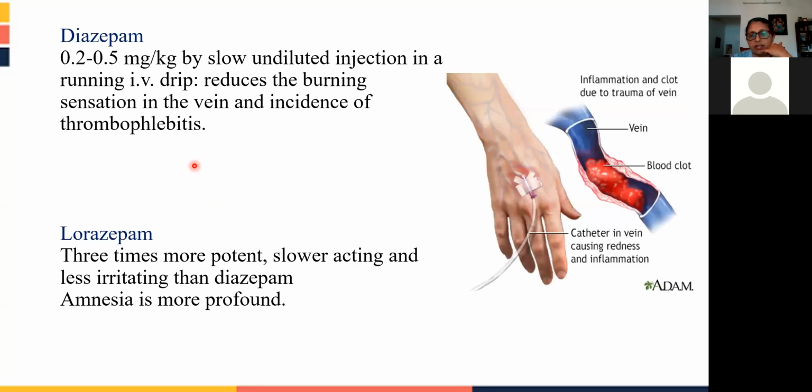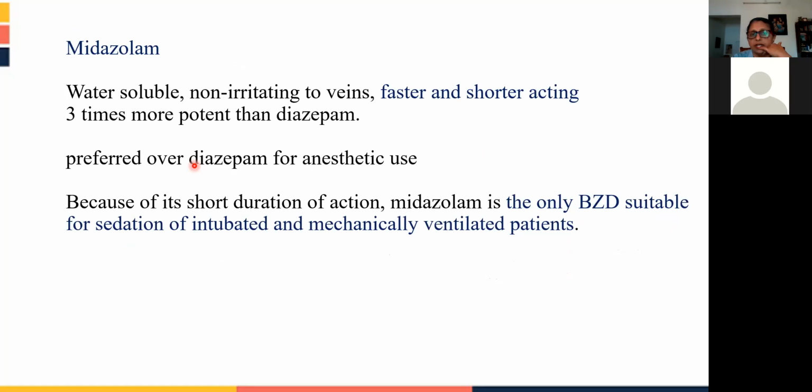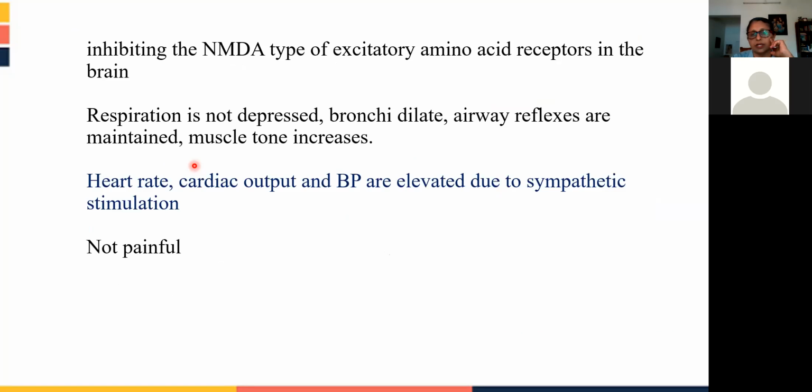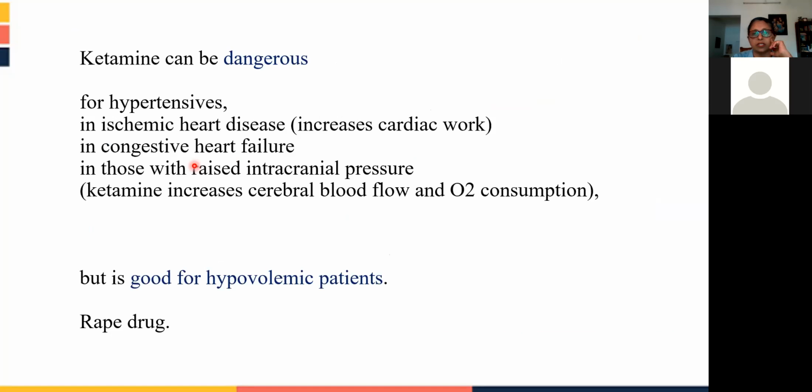Diazepam we have to give as an IV drip because it may cause thrombophlebitis. Lorazepam is less irritating. Midazolam is again faster acting as well as shorter acting. It is not at all irritating to the veins, and it is one of the drugs for sedation of intubated ventilated patients. Propofol and midazolam are used for that. Then ketamine causes dissociative anesthesia, but it increases the BP because of sympathetic stimulation. Ketamine can be dangerous in these conditions, but it is good for hypovolemic patients, and it is used as a rave drug.